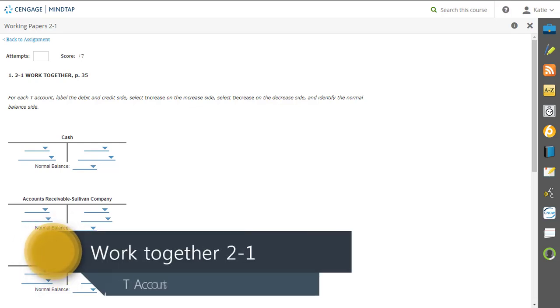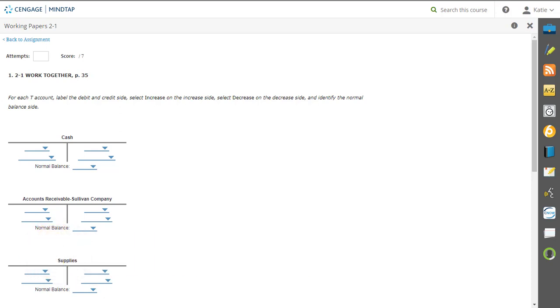So when we look at our work together 2-1, I want to notice that it says work together 2-1 P35. If you had a textbook out in front of you, that would indicate that the directions for this assignment are on page 35. But our directions read right there. For each T account, label the debit and credit side, select increase on the increase side, select decrease on the decrease side, and then identify the normal balance.